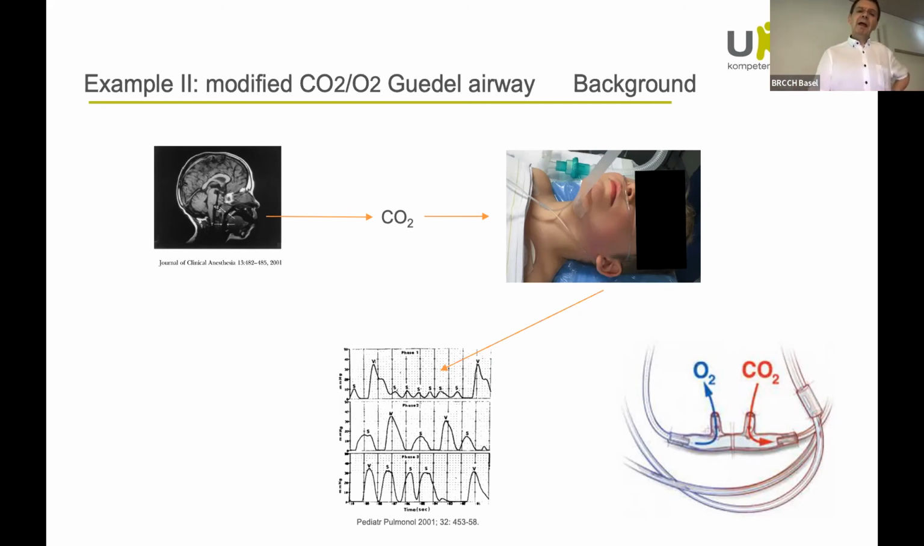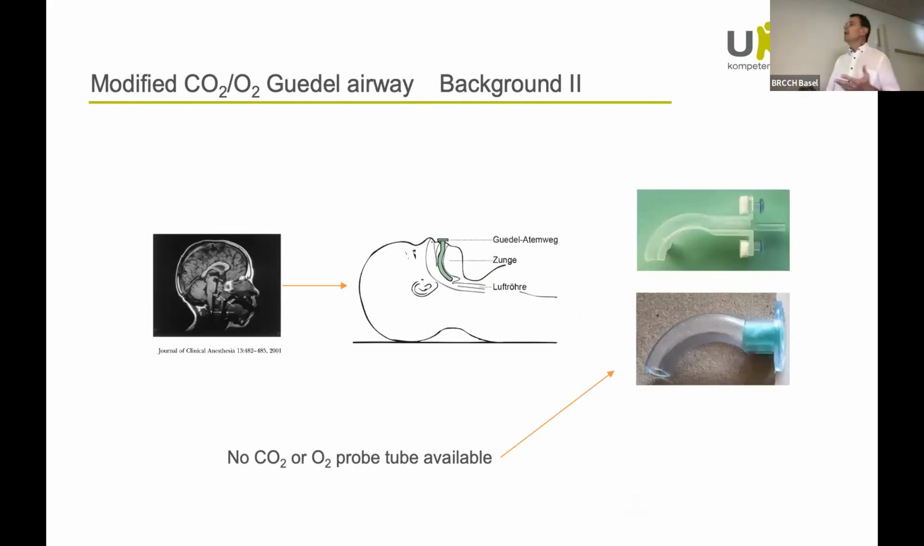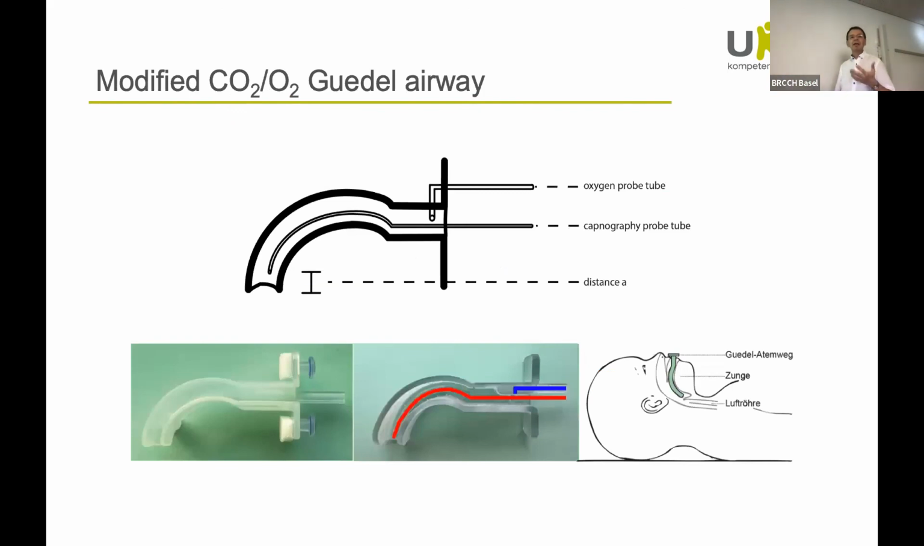However, if you have severe obstruction, you may need a so-called Guedel airway device where you could overcome the obstruction. However, this device does not have a CO2 or O2 probe. So combining two things, bringing a capnography tube probe to the tip of this Guedel airway device, and also administering oxygen at the proximal end would allow you to overcome this restriction of the Guedel.